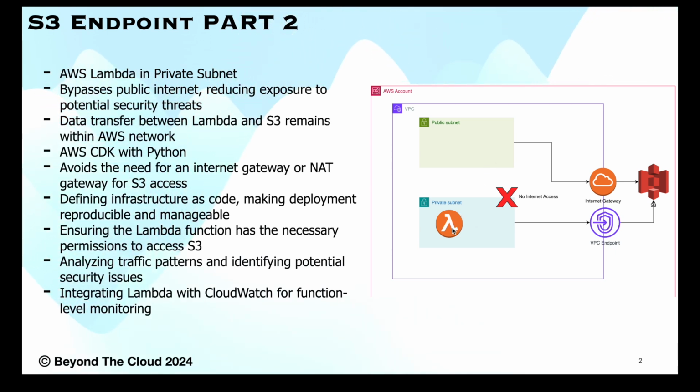We will give the Lambda function the necessary read-only access to the S3 bucket content. We will also analyze the traffic patterns and identify potential security issues, if we have any, because we will also introduce VPC flow logs here. I will also show you how to create a VPC flow log with infrastructure as code.